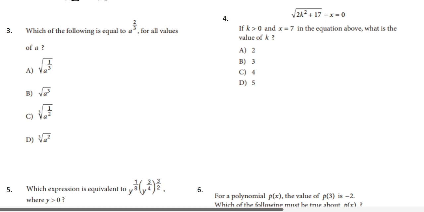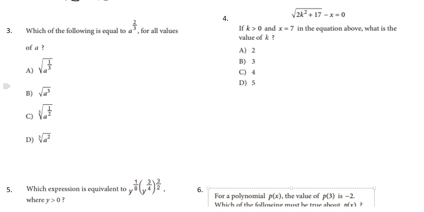For number 3, we have: which of the following is equal to a to the power of 2 over 3 for all values of a. When we have an exponent that's a fraction, the numerator of that fraction is the exponent of our variable. So since 2 is the number on top, we're going to have a to the power of 2.